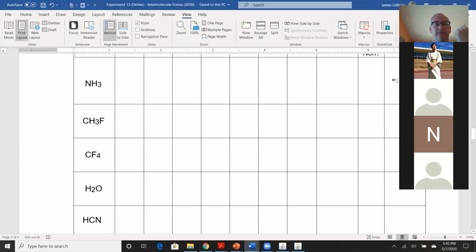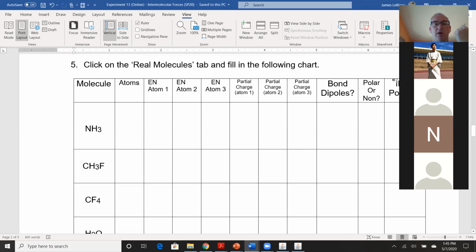We were going to look at 6 different molecules. We're going to put in what atoms are in there, what the electronegativities of each atom are, what the partial charge on each atom is. Are there bond dipoles? Yes or no? Is it a polar molecule? Yes or no? And then what are the IMFs, the intermolecular forces involved?